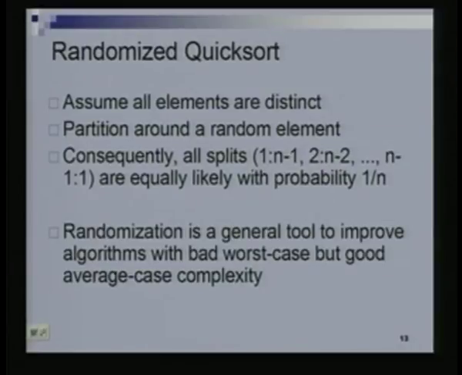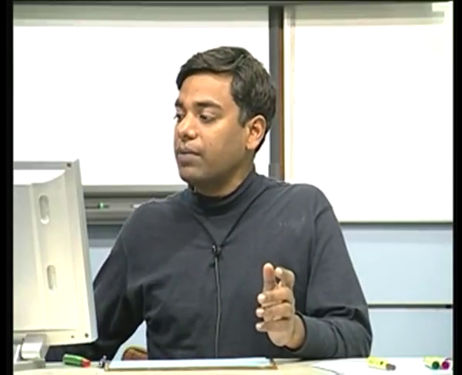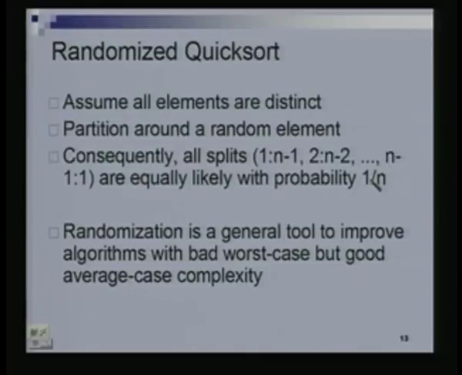So we'll assume all elements are distinct. We partition around a random element. The pivot is a random element, we just pick any element at random, with the same probability. So what kind of splits can we get? We can get all kinds of different splits. If I have n elements, I can get a split of 1 and n minus 1. I can get a split of 2 and n minus 2, and so on. And what will be the probability of these splits? Will all be equal, right? They will all be with probability 1 over n.